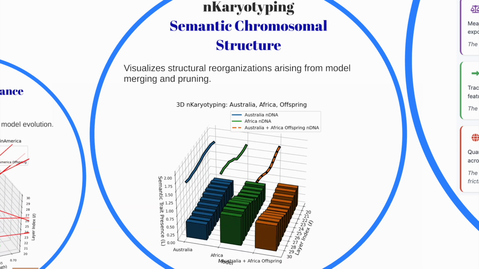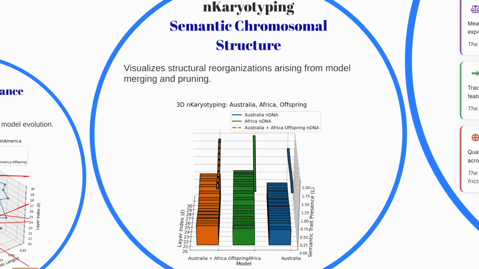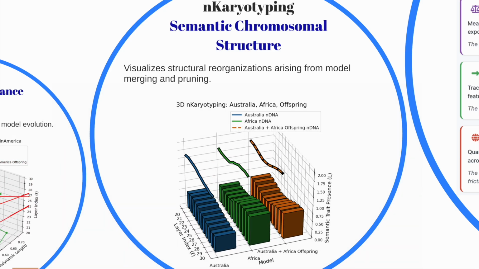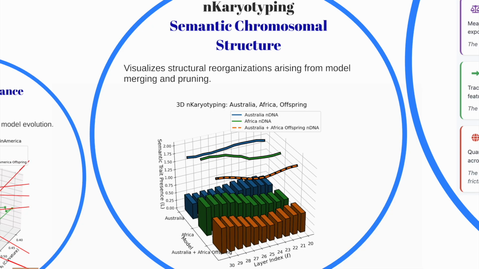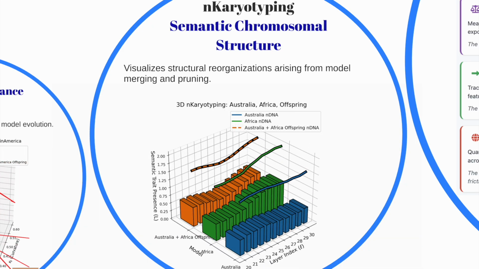Biological inspiration: classic karyotyping inspects chromosomes for copy number change or translocation. Our enkaryotype plays the same role for neural semantics, but heights act like copy number of a concept block, shifts across layers look like translocations, and missing bars look like deletions.